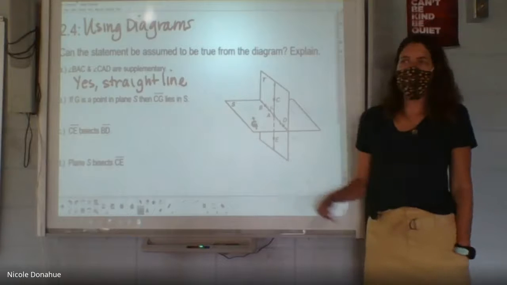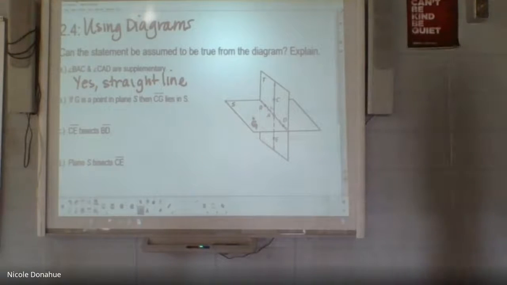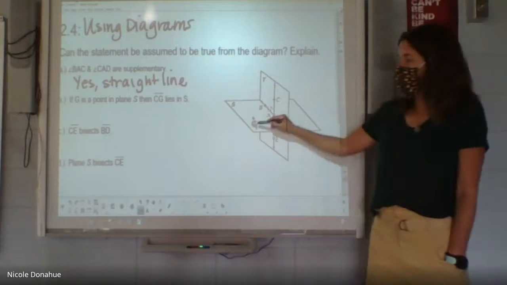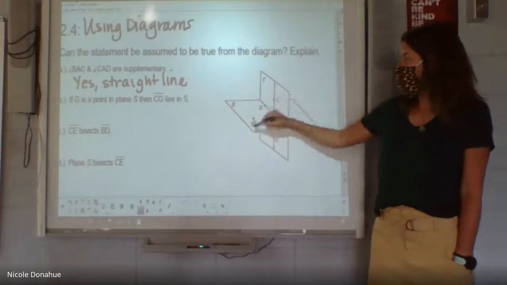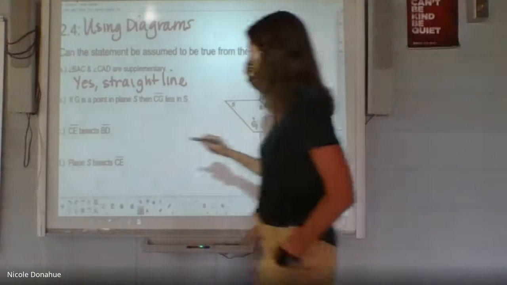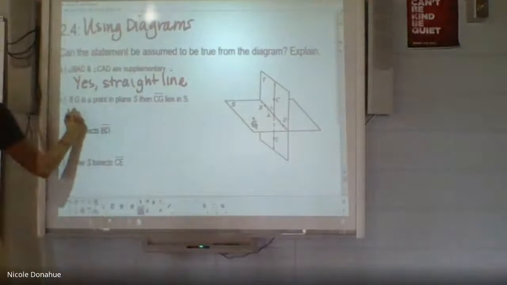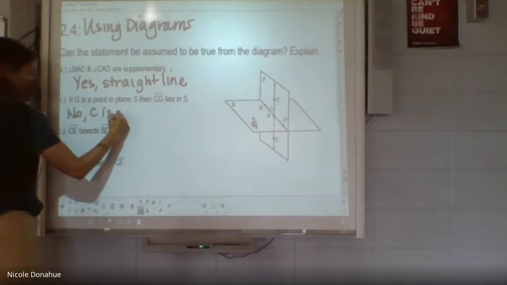Would the line CG be in plane S? No. Why not, Evelyn? Yeah, C is not in plane S. So since C is not in that plane, you'd say no. C is not on S.